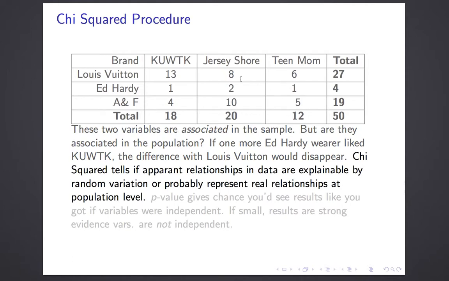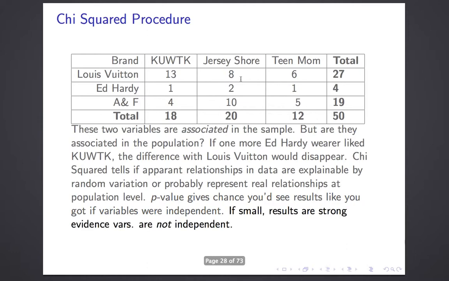The chi-squared test tells if apparent relationships in data are explainable by random variation. The next time it'll just be different. Or if they probably represent real relationships at the population level. Is it really true that Louis Vuitton wearers are more likely to watch Keeping Up with the Kardashians? And the p-value tells you the chance that you'd see results that look this different if the variables were really independent. If the p-value is small, that is strong evidence that the variables are not independent.